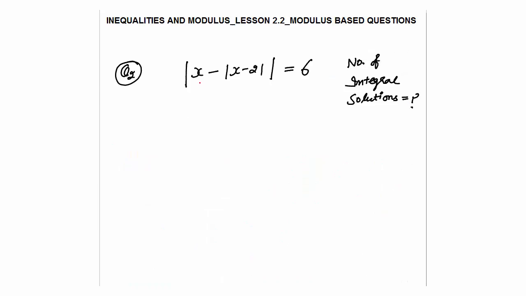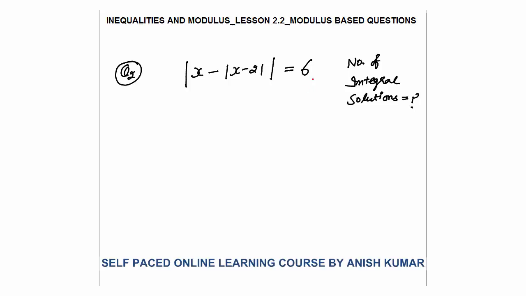Question number 2 is mod of x minus mod of x minus 2 is equal to 6. You need to find the integral solution for this. It means: how many integer values of x satisfy this? Now pause the video and try to solve it yourself.